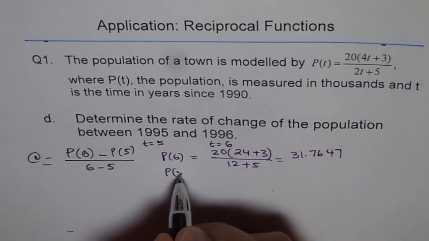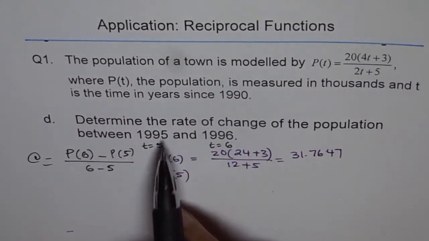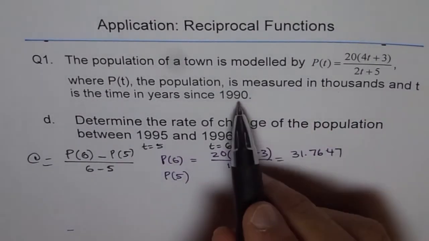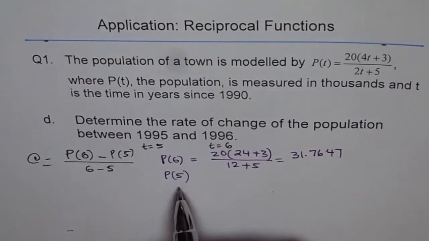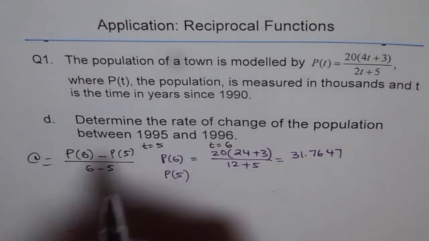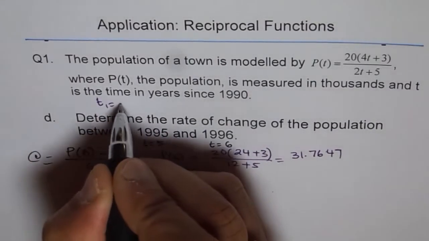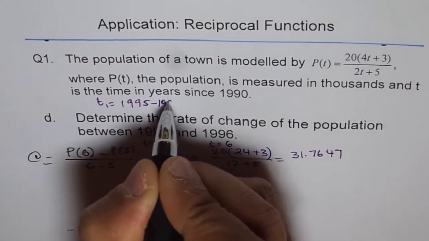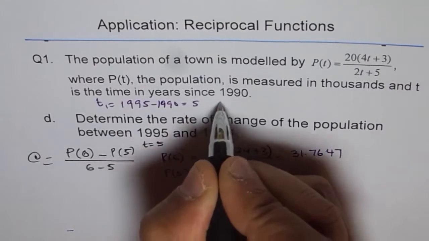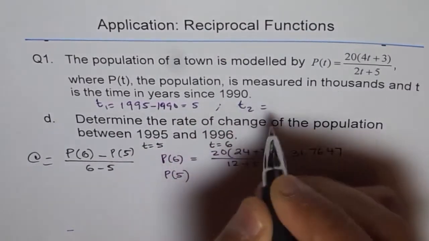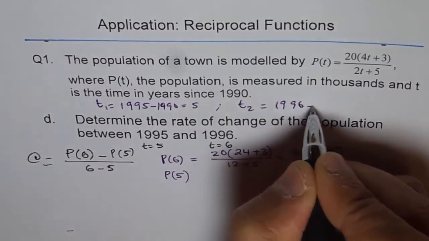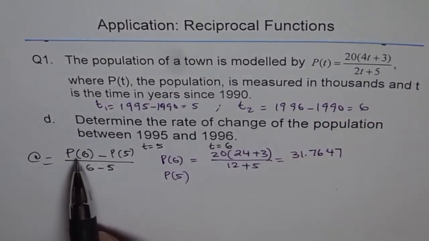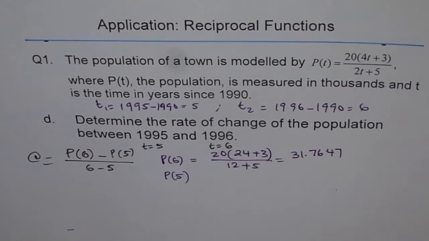Then we can do the population for 1995, which is actually 1995 minus 1990. That gives me 5, right? You understand how we get the time. So t1 for us is 1995 minus 1990, which is 5, right? And t2 is 1996 minus 1990. That gives us 6, right? That's why we got 6 and 5 here, correct?